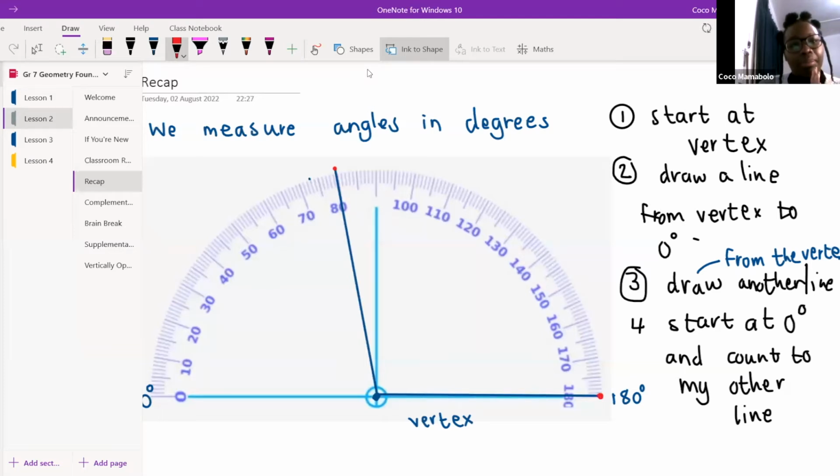We can count them in steps. We can go from 80 to 90 degrees, that's 10 degrees. From 90 to 100, that's 10 degrees. From 100 to 110, that's 10 degrees. I'm forgetting my degree signs. So we can keep calculating all the 10 degrees until we get to 180.